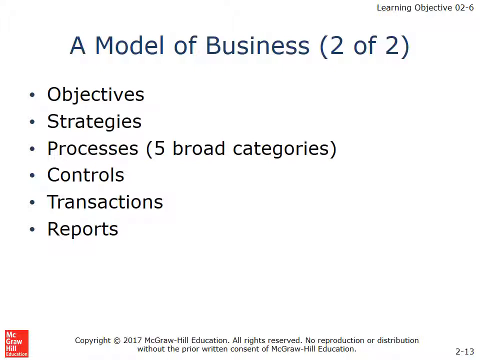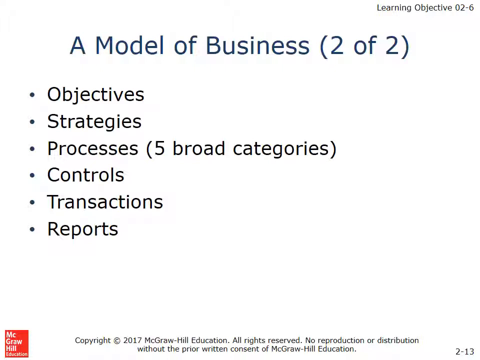So within a company, in the model of business, we have the company's objectives. So what are the objectives of the company? And it's with the guidance from the board of directors and management, they decide this. What are we here for? The strategies are how we're going to accomplish that. How do we achieve these objectives? The processes are the things we use to do that, to do the how.